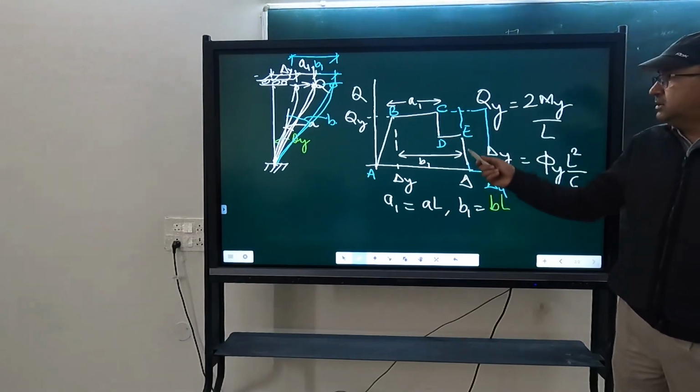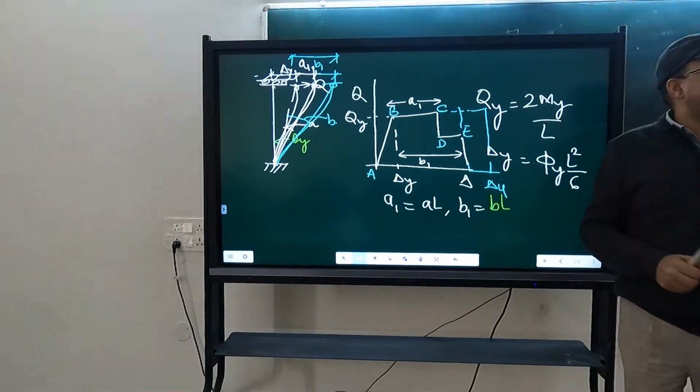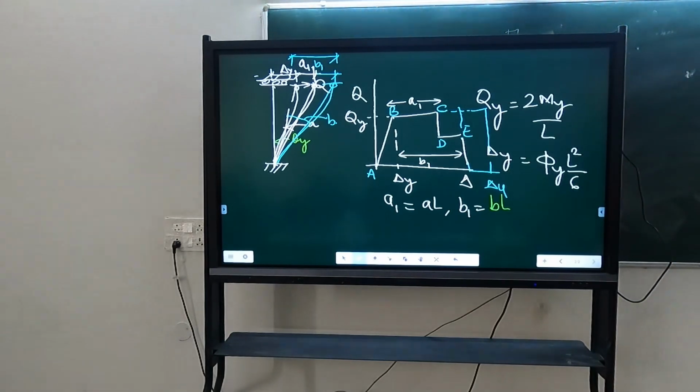So in experiment, you will get A1 and B1. Theoretically, if you are doing monotonic analysis, you will get high. So A1 and B1 will come from the experiment, from AC40.